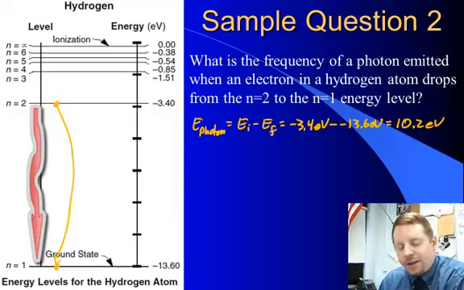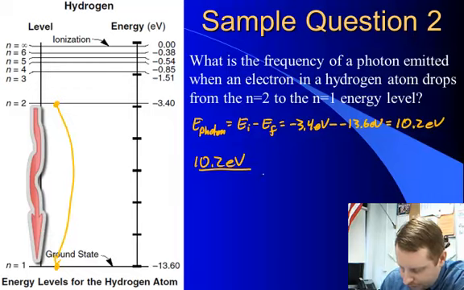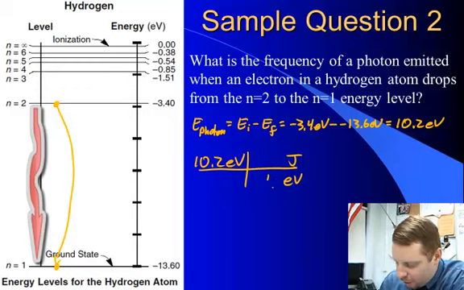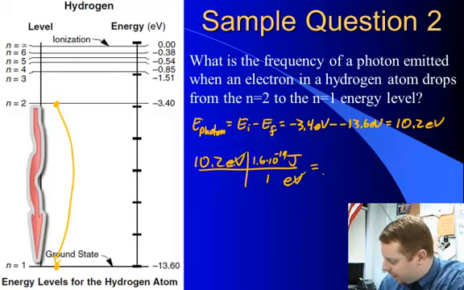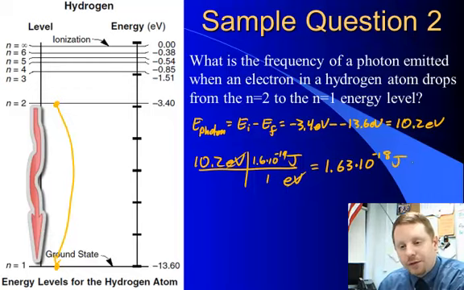Now if we want to figure out the frequency, we can use our formula, E equals hf, but remember our energy has to be in standard SI units. So we need to convert 10.2 eV to joules first. So that's 10.2 electron volts. We want electron volts to go away. We want to convert to joules, and I know 1 eV is 1.6 times 10 to the minus 19 joules. My electron volts make a ratio of 1, and I end up with an energy of about 1.63 times 10 to the minus 18 joules.